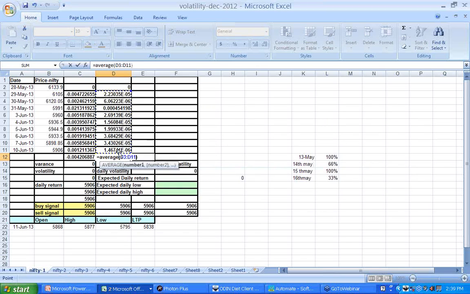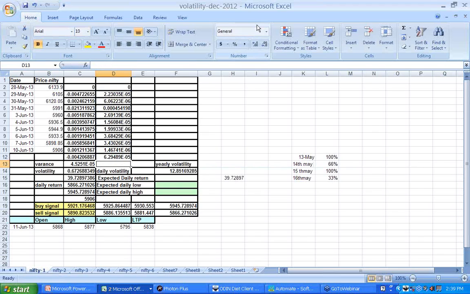After this I need to find out the variance. Variance is the ln square average minus the ln average whole square. So the value found in the C column, that average whole square, should be deducted from the average you found in the D column. By this process we find the variance, and I take the square root of variance and multiply it with 100 to get the daily volatility.